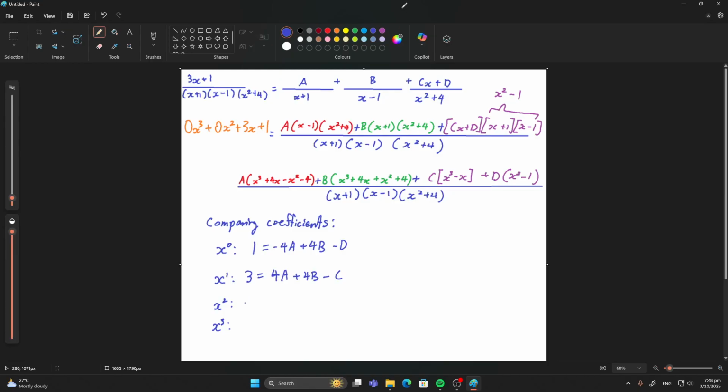Now let's look at x squared. We have 0 equals minus A plus B plus D. And last but not least, x cubed, we have 0 equals A plus B plus C. So these are 4 equations that we can play around with.